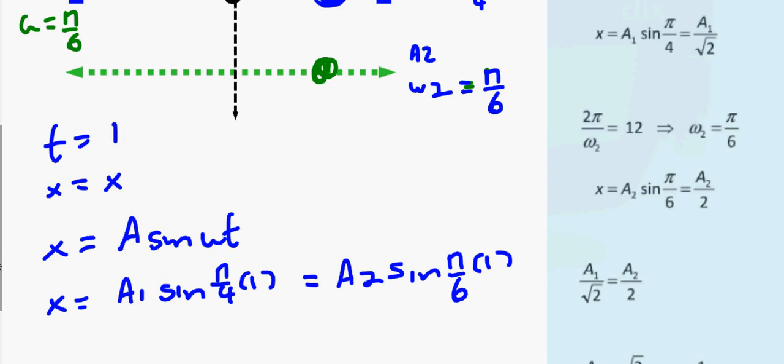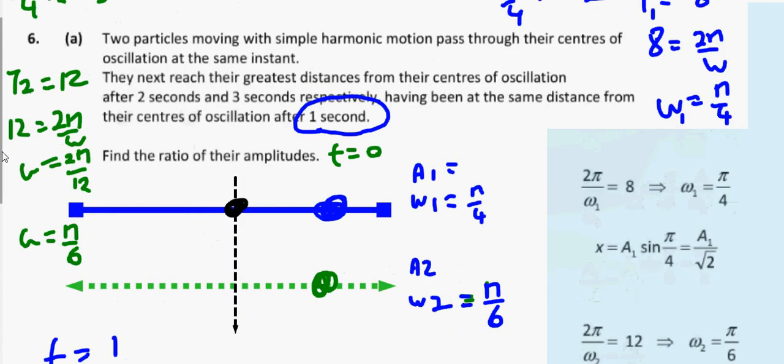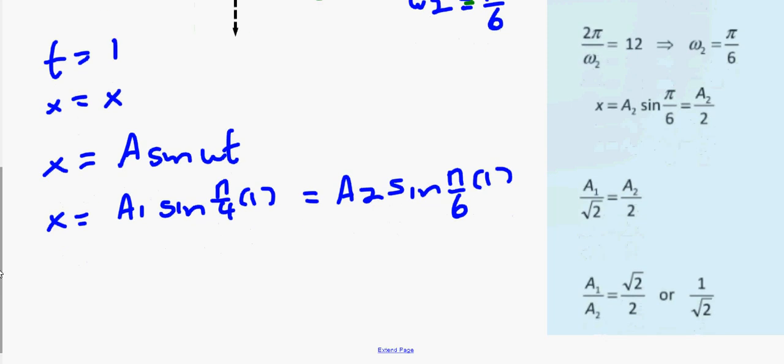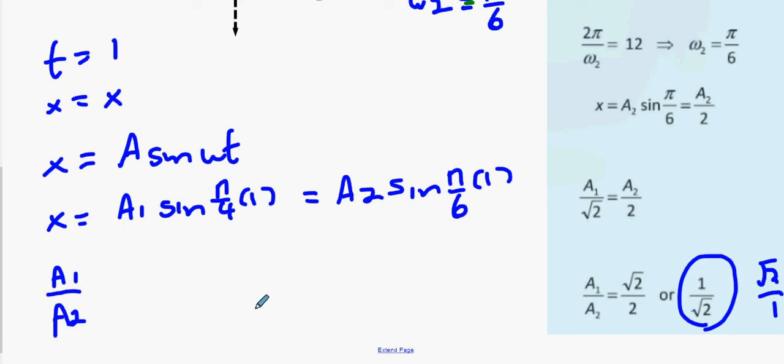And then we just want the ratio of their amplitudes. It doesn't say whether I want A1 over A2 or A2 over A1, does it? It doesn't specify. So you see the answer is 1 over root 2. But another answer could be root 2 over 1, because they didn't specify what order they should be in. So I'm just going to give them A1 over A2, just because whichever one was named first is A1.